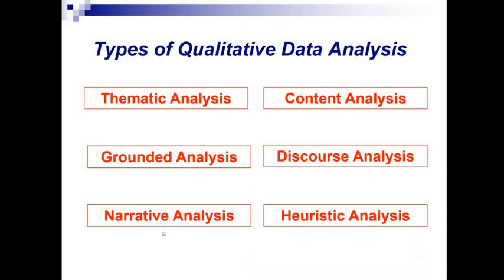Now, you can actually see that this type of analysis is related to a type of research design in the qualitative approach. For example, grounded analysis is a type of analysis that we do for the qualitative grounded theory approach, or grounded research. Whereas narrative analysis is the type of analysis that we use when we are conducting narrative research.